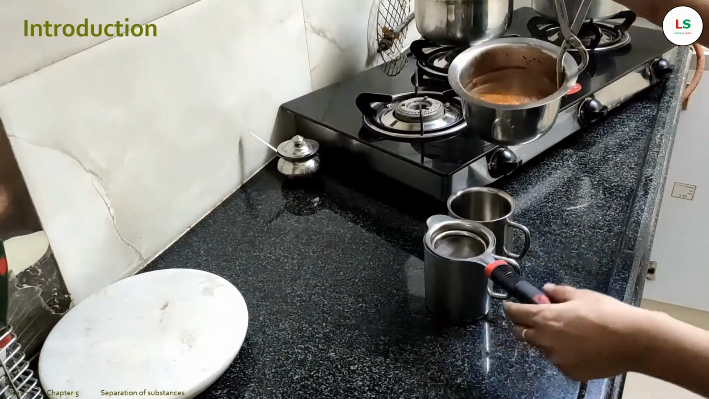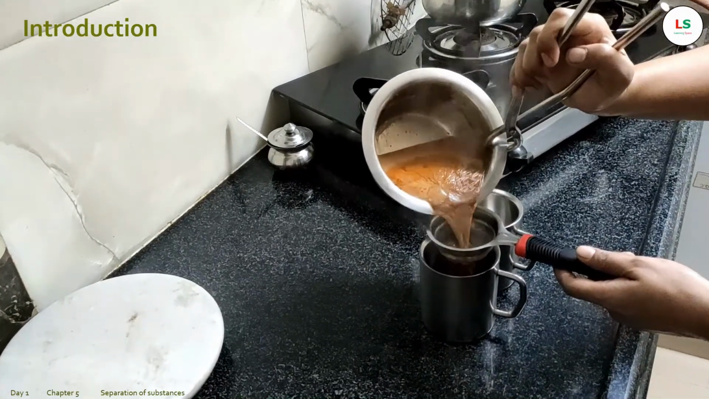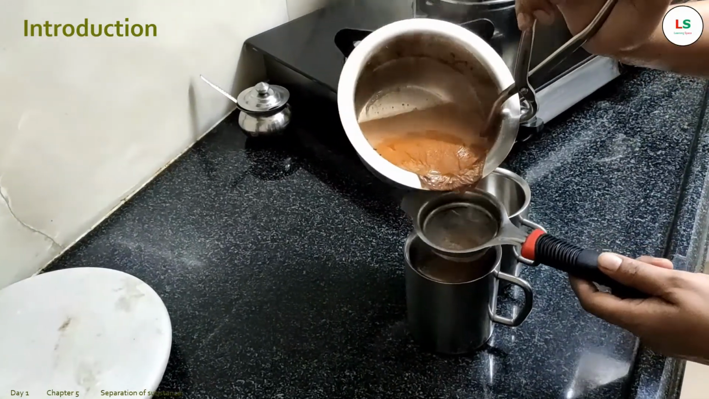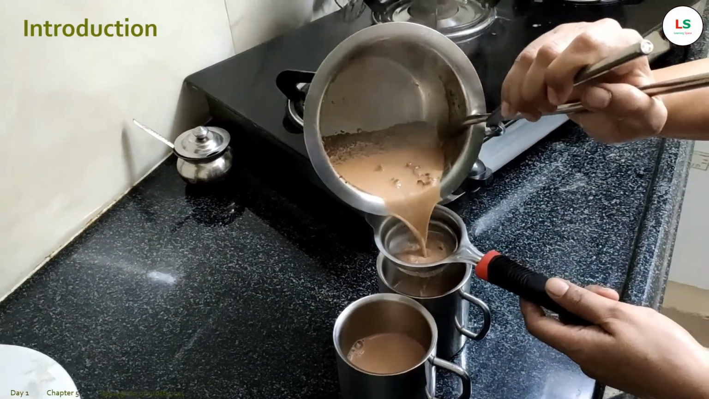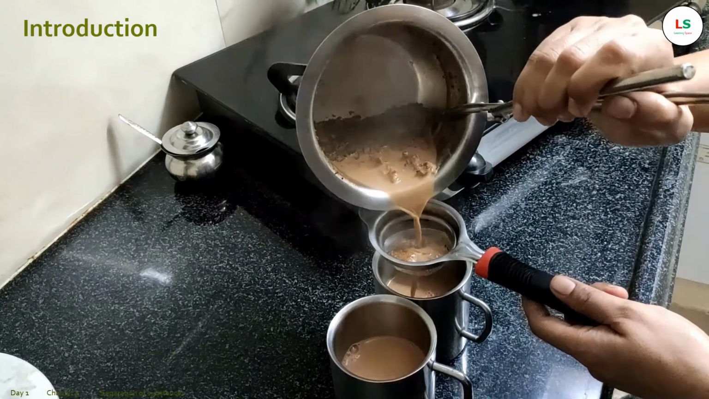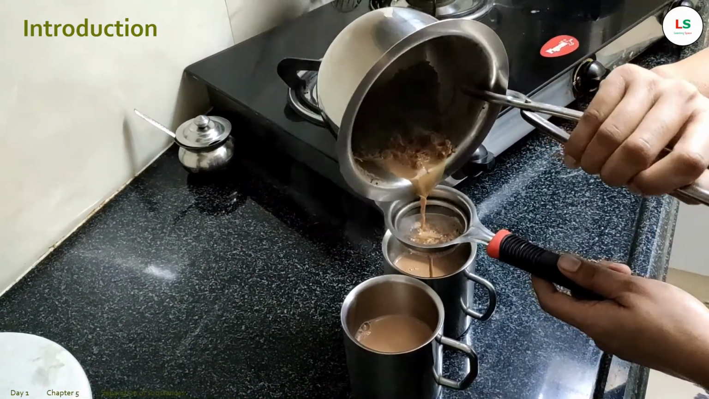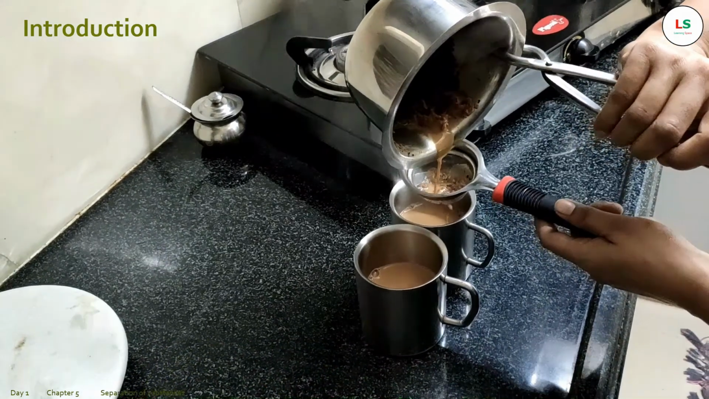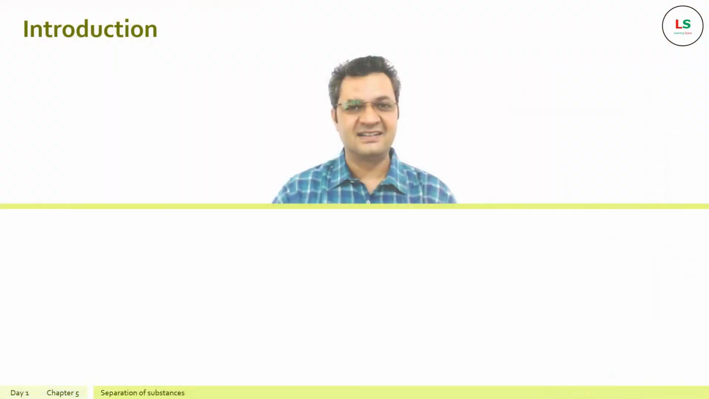So here we have the hot mixture. So all the undesired components are left behind in the strainer. And we have pure liquid in the 2 cups. Now that we have seen straining, let's go back to our discussion.